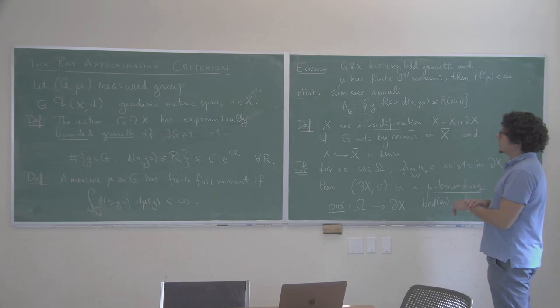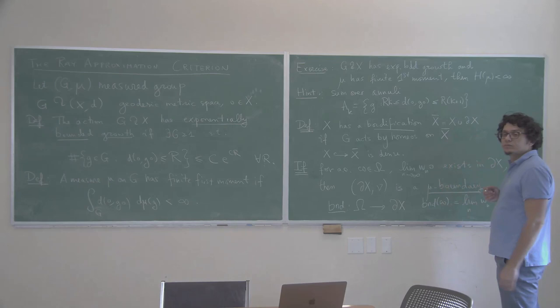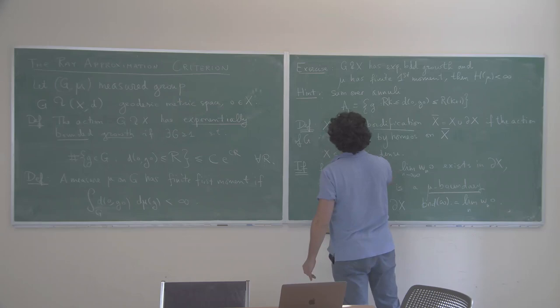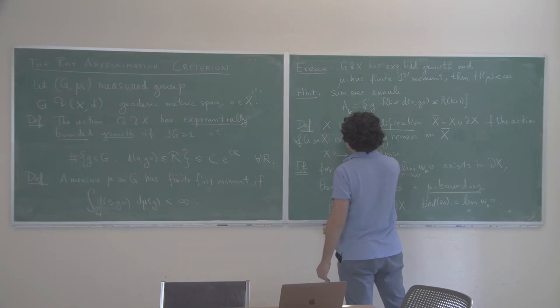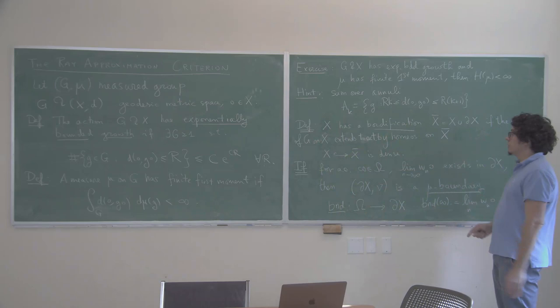Yes, for the modification part, the action on the space itself is still isometric. That's right. So, extending, exactly. So then the action extends. If X hat is an action of G on X, it extends to an action by homeomorphisms.